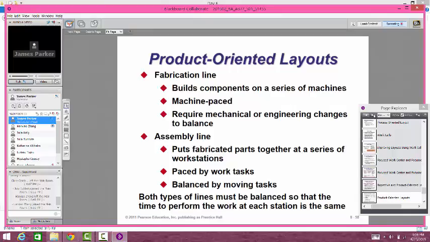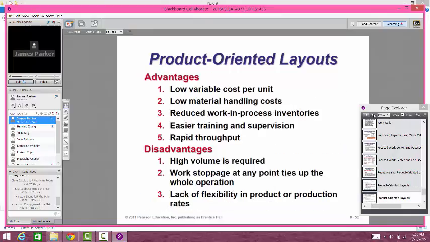The notion of balancing they talk about down there, balancing just means that, well, they say it pretty well, time to perform the work at each station is the same. So you don't have a task that takes 2 or 3 minutes when every other step in that assembly line is 30 seconds, because you can quickly see that a bottleneck's going to develop. So you would either split that into 2 stations, or you would break up that task itself, but again, you would get that assembly line balanced.